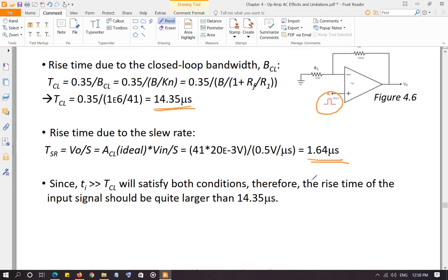For the frequency, you're using less. The highest frequency should be less than FSR and quite smaller than BCL.